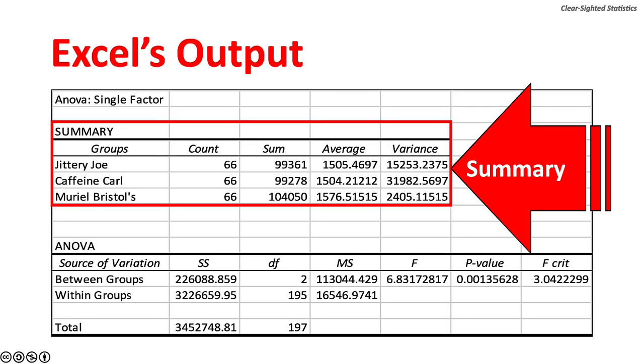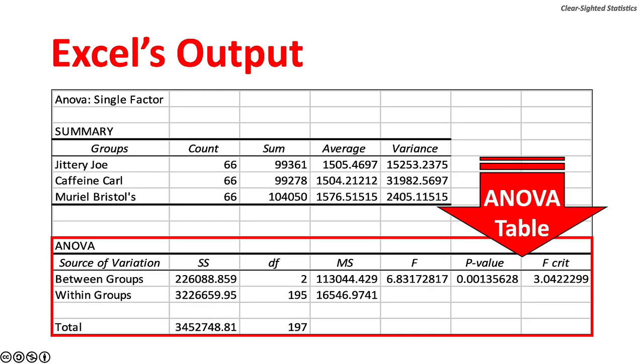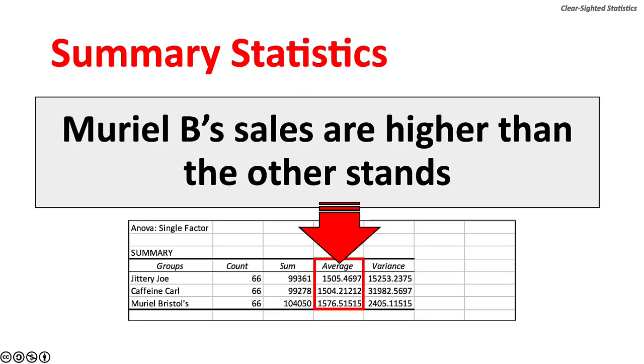Please note, Excel reports the summary for each of the three treatments. Excel reports the sample size N, which it calls counts, the sum, which is not especially useful, and the treatment means and treatment sample variances. Below the summary statistics is the ANOVA table. Please note, Excel provides the p-value along with the critical value for F at the selected significance level. Here is what we know based on the summary statistics. 1. Muriel Bristol's average daily sales are higher than those of Jittery Joe and Kathleen Carl.